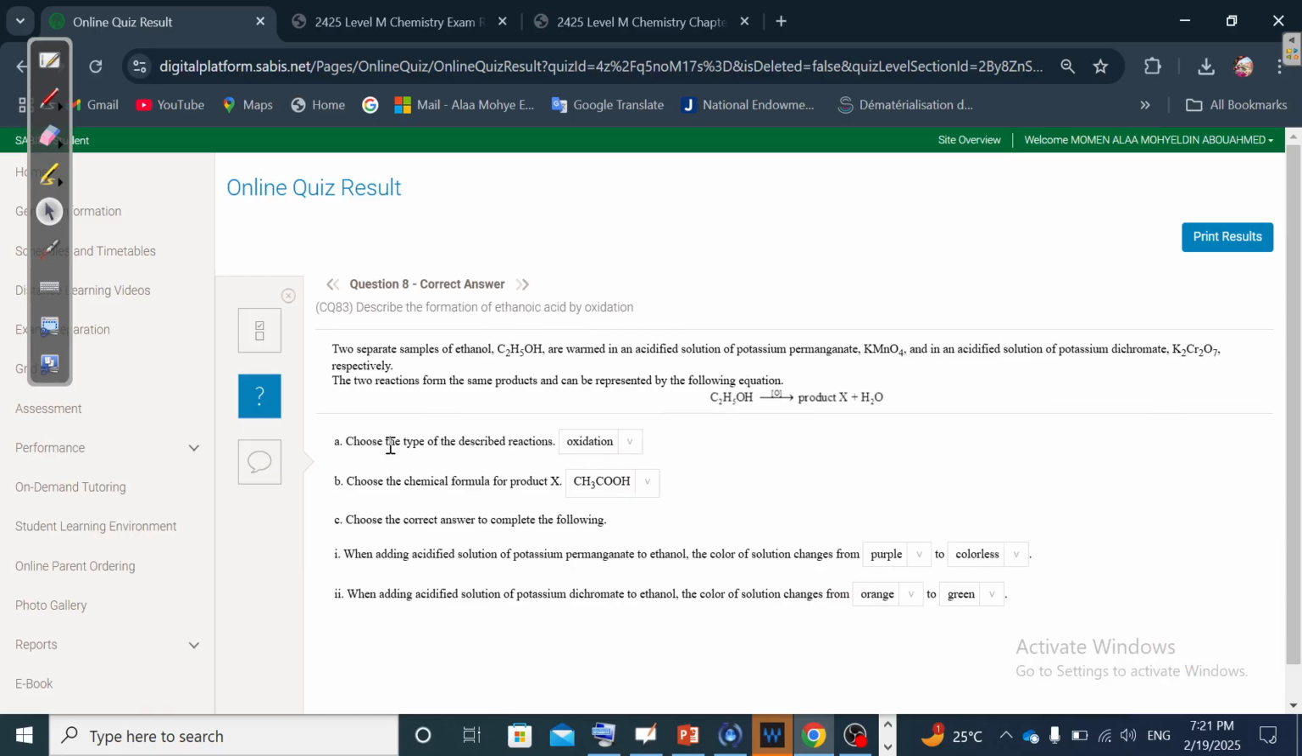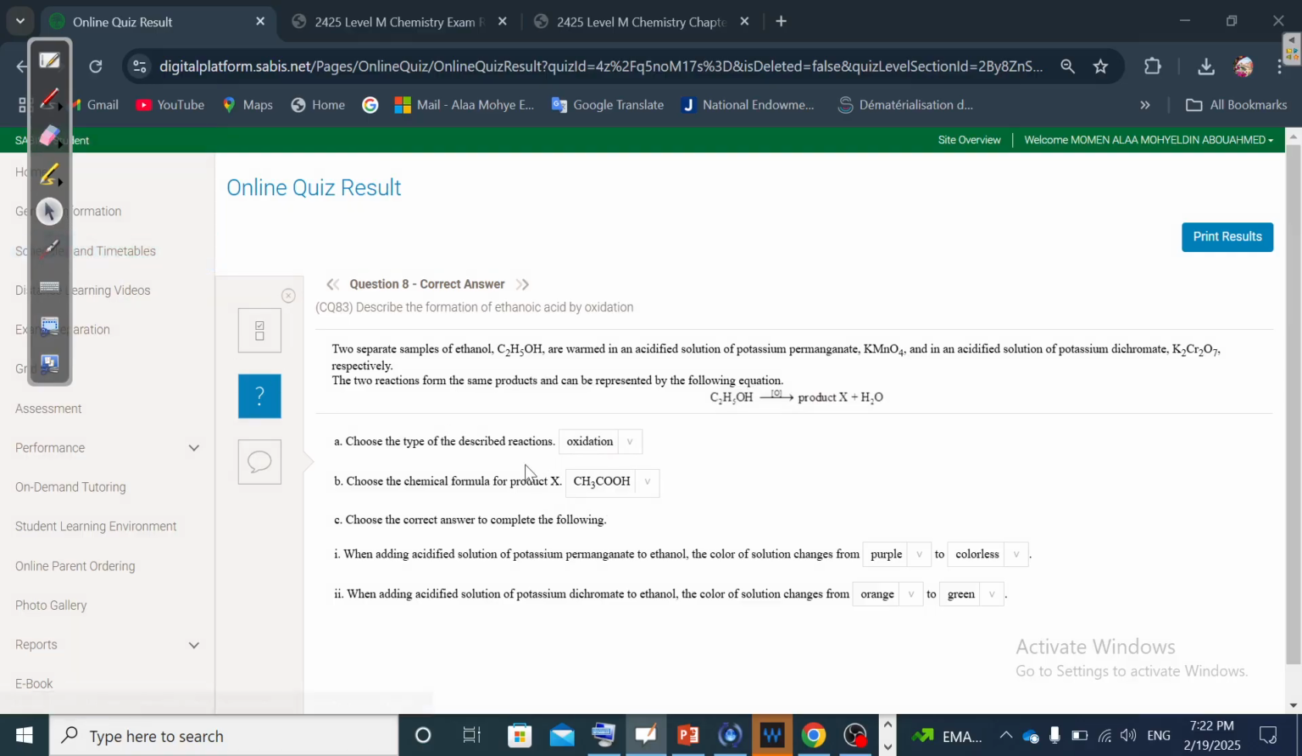Two separate samples of ethanol C2H5OH are warmed in an acidified solution of potassium permanganate KMnO4 and in an acidified solution of potassium dichromate K2Cr2O7 respectively. The two reactions form the same product and can be represented by the following reaction: C2H5OH oxidized, producing product X plus H2O. As soon as you see that one, it means it's oxidized. Okay, oxidized.